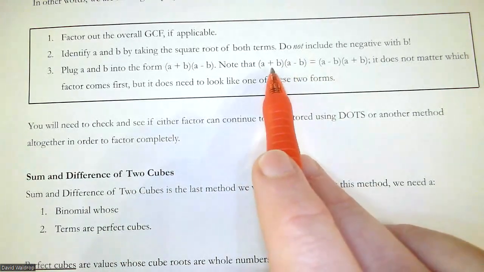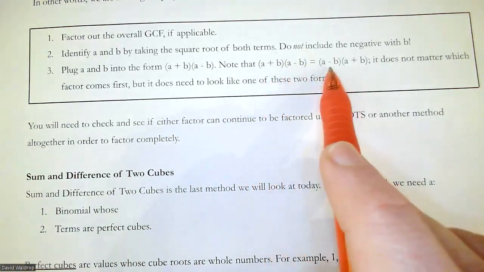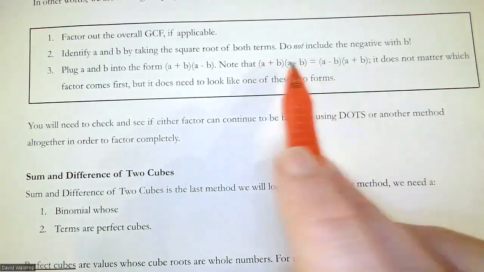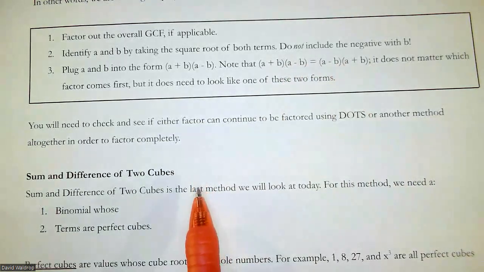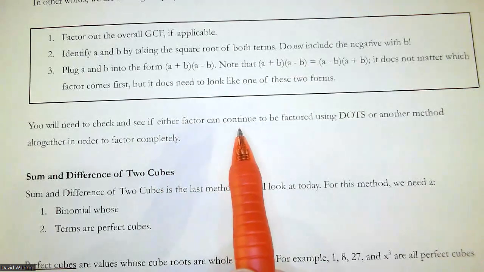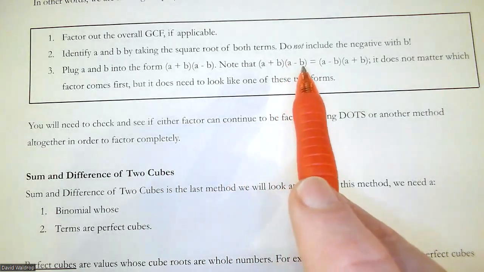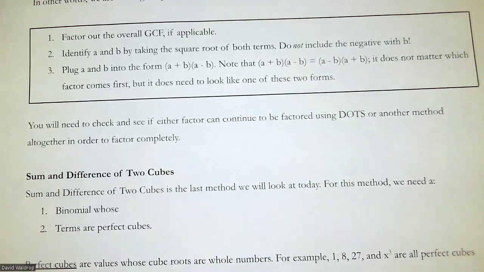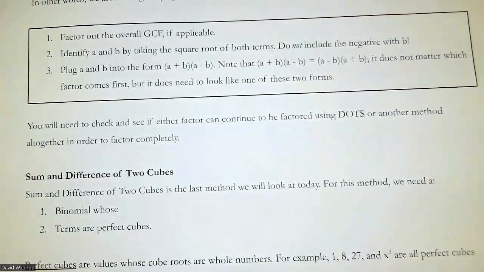Note that it doesn't matter if you put the plus first or the minus first. They are the same thing. You just have to have an a plus b and an a minus b. And then you'll need to check to see if either factor can continue to be factored. If it's like x plus 2, there's nothing else I can do because it's linear. So we're going to practice that.